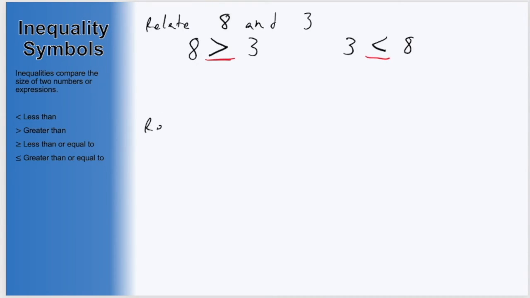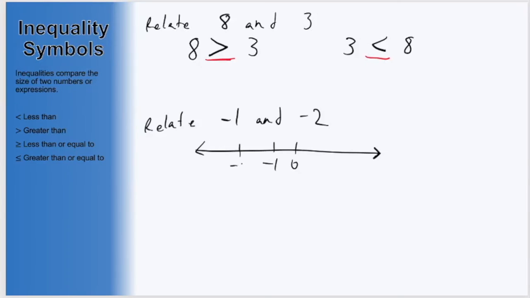Now let's think about using these symbols to relate the numbers -1 and -2. If it's tough to think about which is the greater of these numbers, let's go back to our number line. If we label it 0 here, going to the left would be our negative numbers like this. By doing this, we can see which number is more towards the left, which would be the smaller number, and which is more towards the right, which would be our bigger number. From this, we see that -1 is more towards the right of these two numbers, meaning -1 is our larger number.